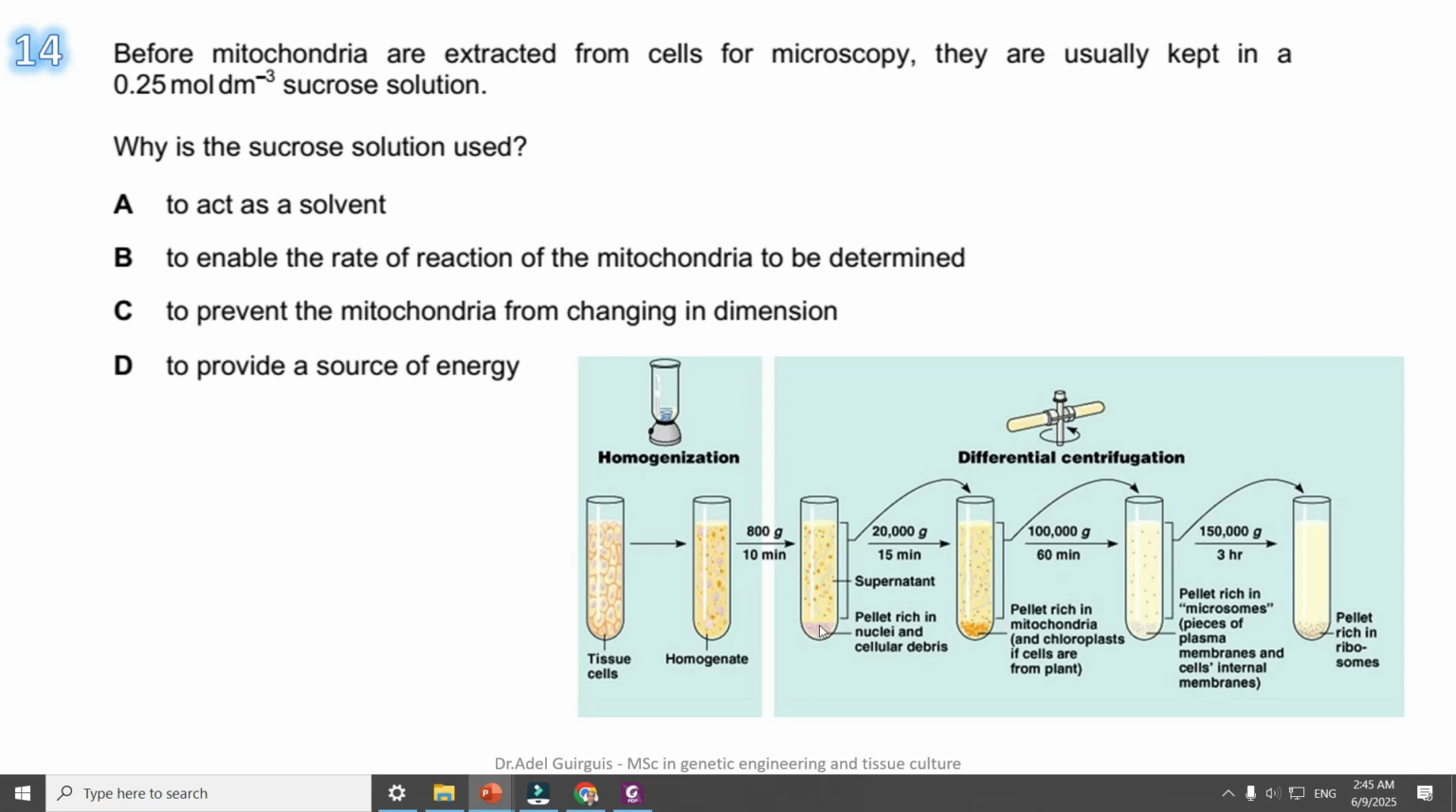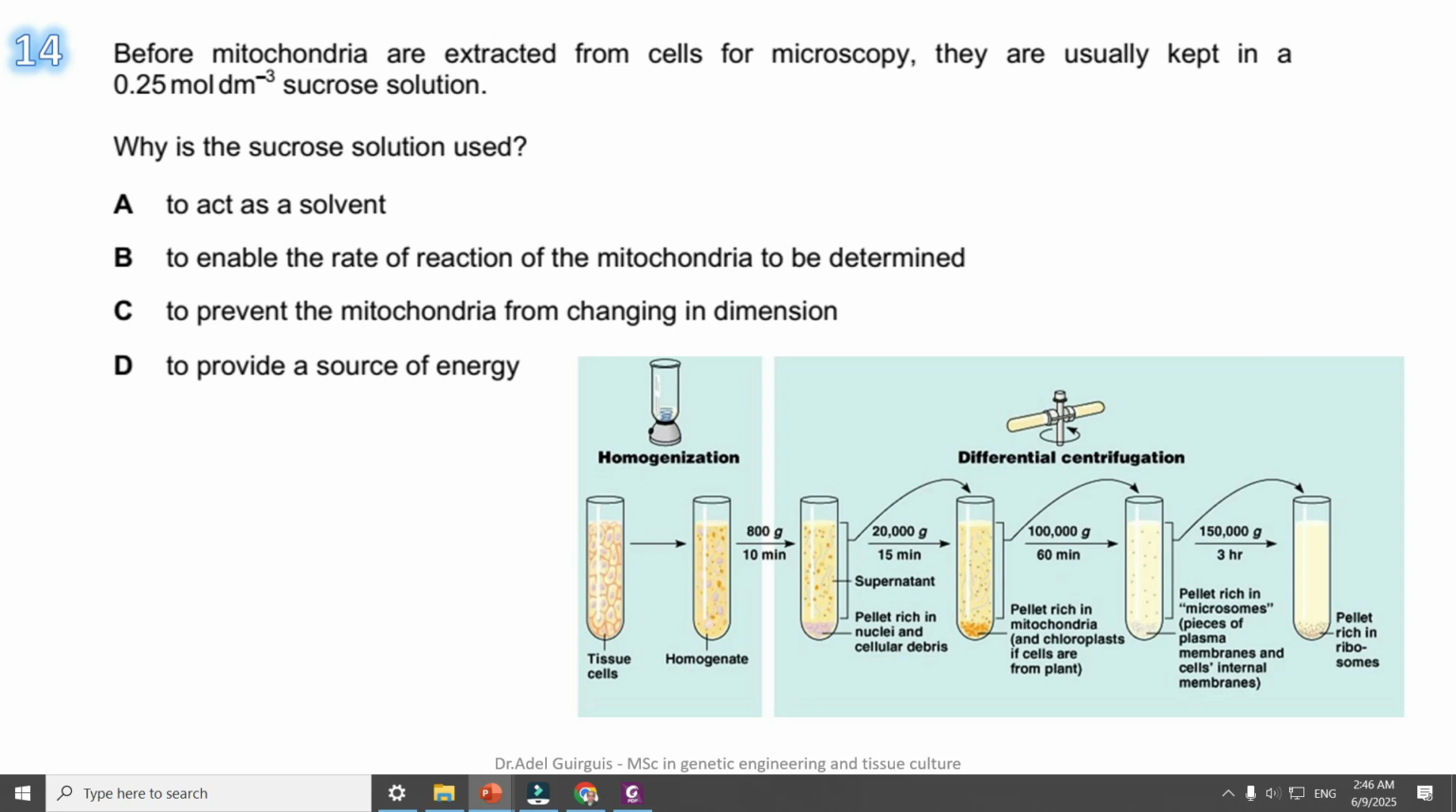We obtain a pellet and supernatant. The first pellet obtained is the heaviest one. The last pellet obtained is the lightest organelle. The heaviest organelle is the nucleus, in order nucleus, chloroplast if we deal with plant tissue, then mitochondria, then lysosomes, then ribosomes, in order. Now the question is about mitochondria and why we use a certain concentration of sucrose solution.